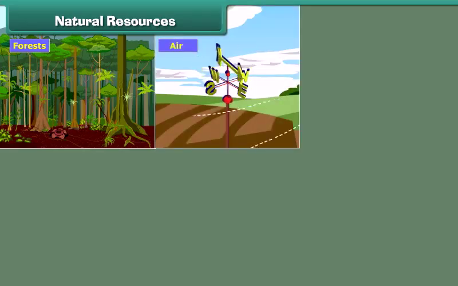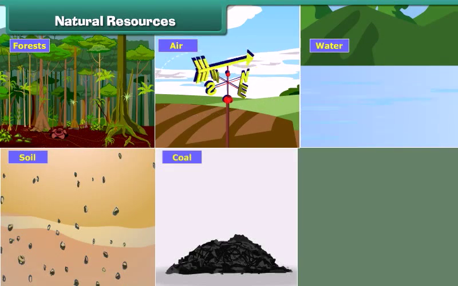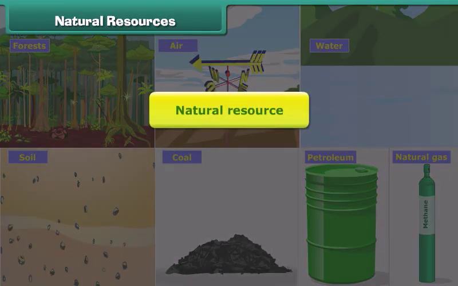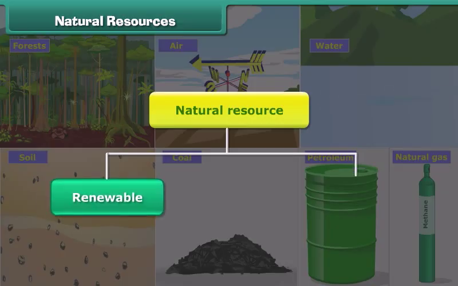Natural resources. A natural resource is a stock of material given to us by nature for use. It is not created by human beings. Natural resources are of two types: renewable and non-renewable.